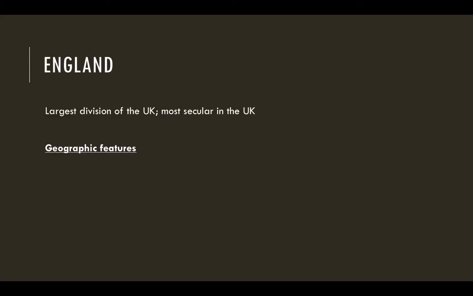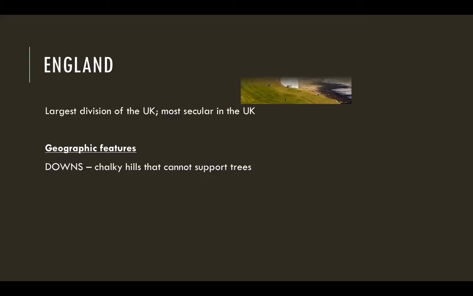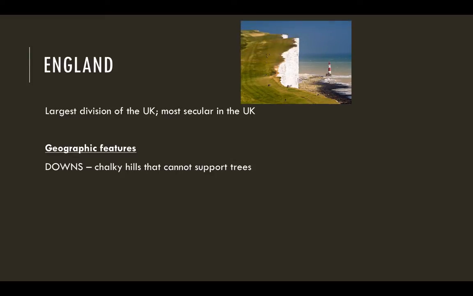There are 4 distinct geographic features that you can see in England. One of them are called downs. These are chalky hills that cannot support any trees. The reason being is because the tree's root system really can't hold on to a chalky soil, and so you only see grasses at the top of there.